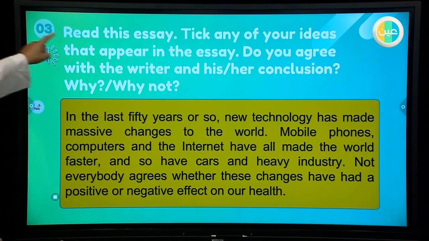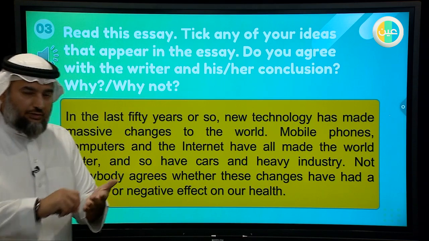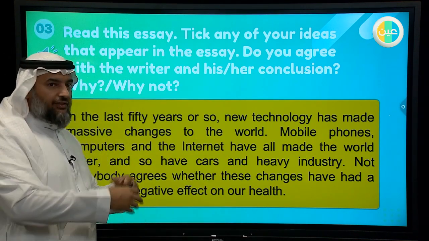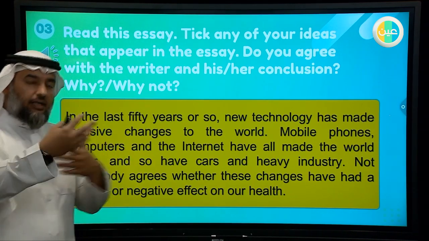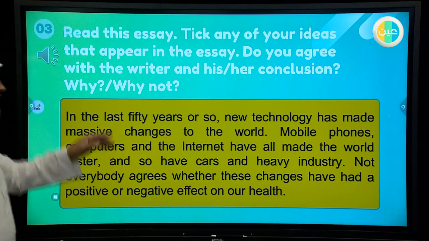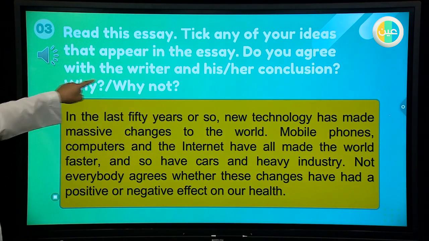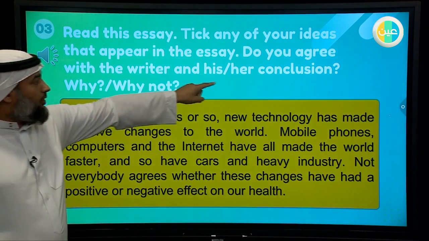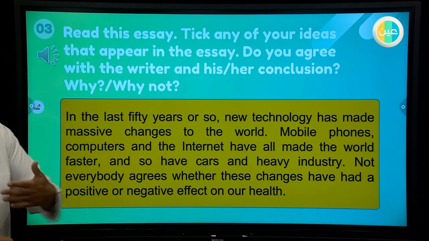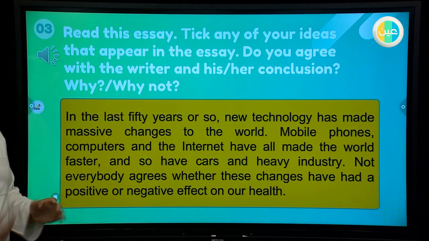Now, read this essay. Tick any of your ideas. When you have written your ideas, now we're going to listen to this article, and if your ideas are good, I like it, try to tick it. If you don't, then leave it, okay? That appear in the essay. Do you agree with the writer and his or her conclusion? Conclusion means الناتج, الناتج الأخير. Why not? Do you agree with it or not?